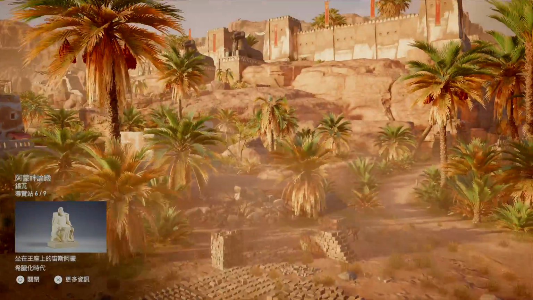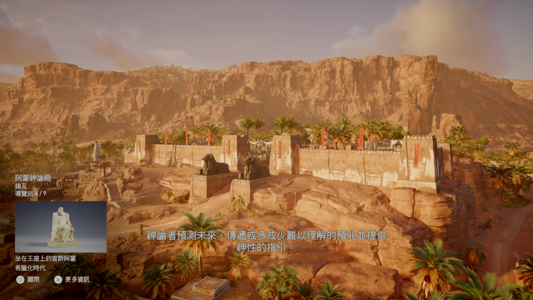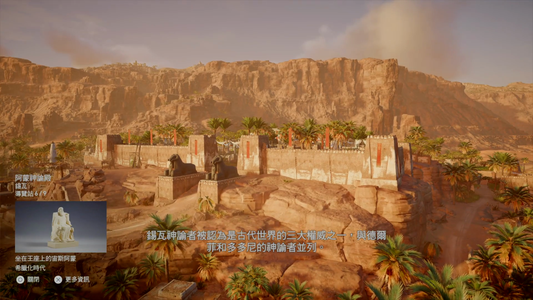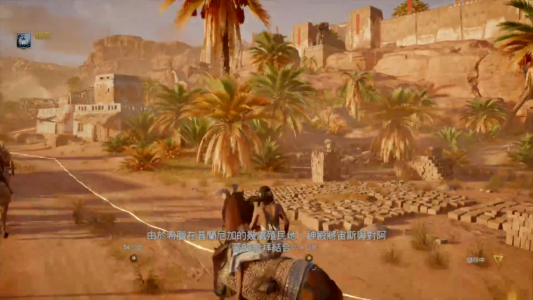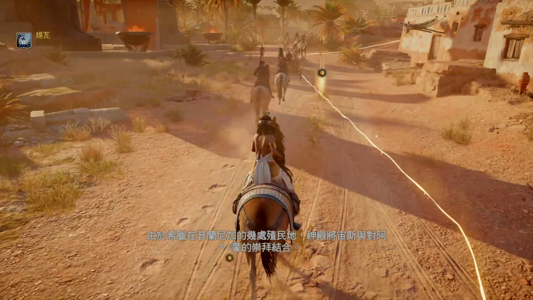Oracles predicted the future, delivered omens that could be more or less obscure, and offered divine guidance. The Siwan oracle was considered one of the 3 greatest of the ancient world, alongside the oracles of Delphi and Dodona. Because of the Greek colonies in Cyrenaica, the temple was associated with Amun.